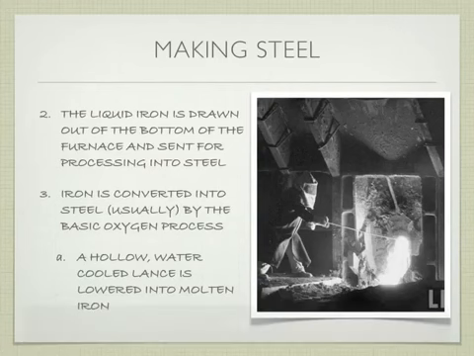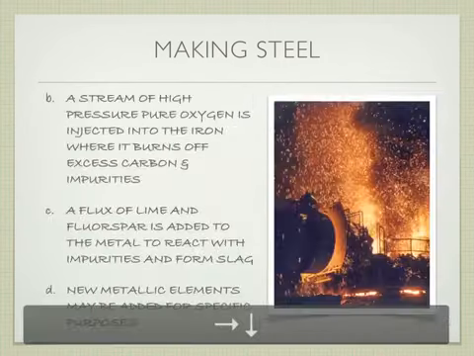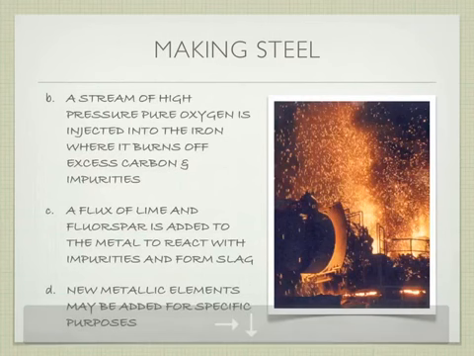So the liquid iron is drawn out of the bottom of the furnace and sent on for processing into steel. And so step 3, the iron is converted into steel, usually by what is called the basic oxygen process, okay? The way this process works is that a hollow water-cooled lance, which is basically like a really long tube, is inserted down into the molten iron, and then it injects, next slide, a stream of really high-pressure oxygen, so just pure oxygen.